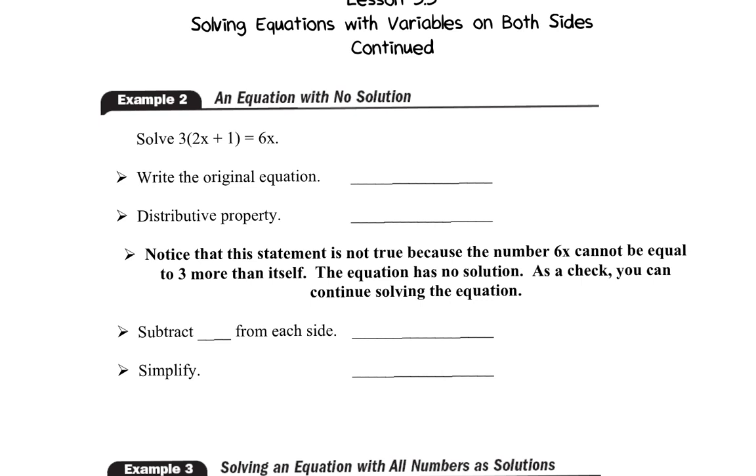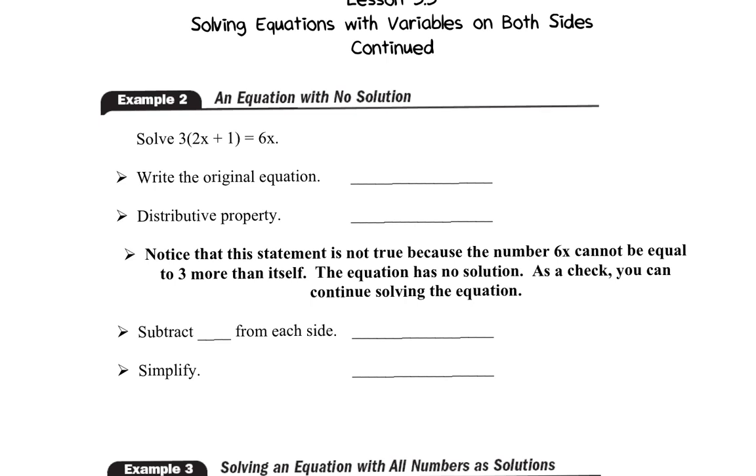We had to get all of our variable parts to one side, all of our constants or non-variable parts to the other side, and then isolate the variable from there. So today we're going to continue doing that. We're going to continue to solve equations that have variables on both sides, but we're going to look at some special unique circumstances that can sometimes happen when we have variables on both sides.